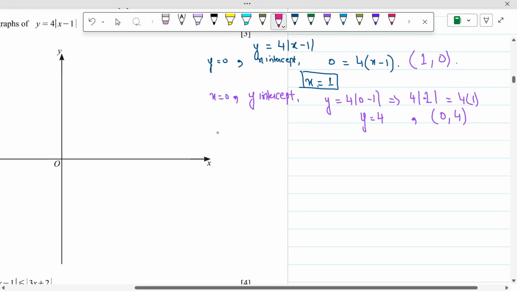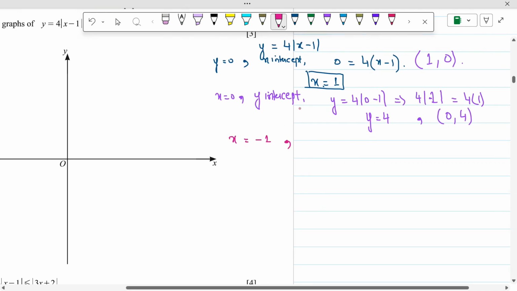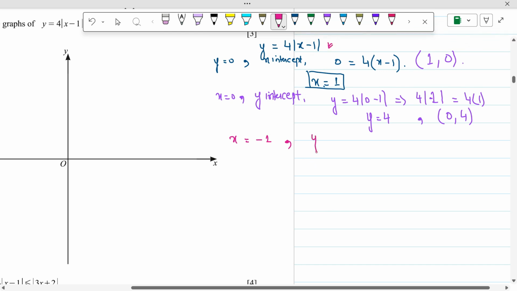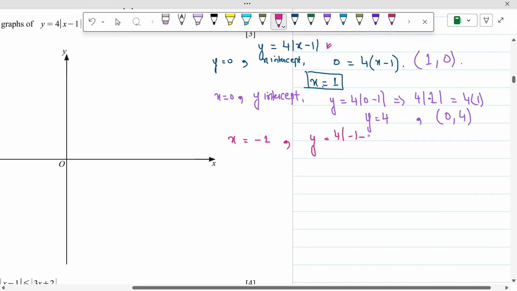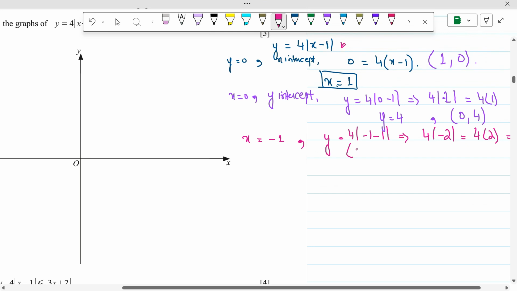Similarly, we can take x equals negative 1. When we plug x equals negative 1 into this equation, we have y equals 4 times the absolute value of negative 1 minus 1, which is 4 times the absolute value of negative 2, which is 4 times 2, equal to 8. So we have the point (-1, 8).